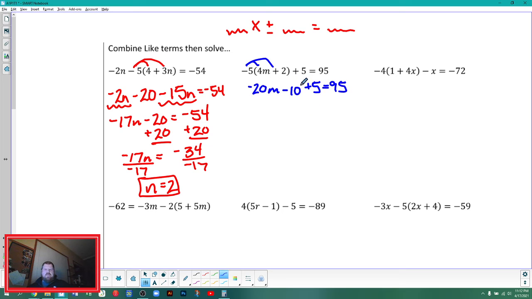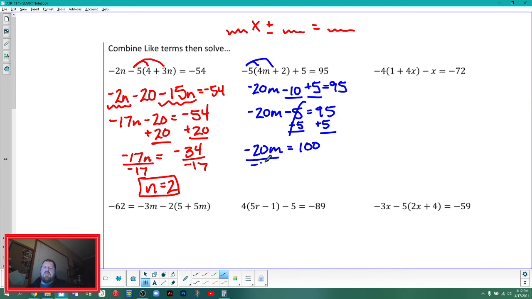All right, so let's go ahead and combine like terms. I got negative 10 and positive 5. So minus 5 equals 95. And when I add 5 to both sides to get rid of it on the left, it's going to give me negative 20m equals 100. And I want to divide both sides by negative 20. So m is equal to negative 5.